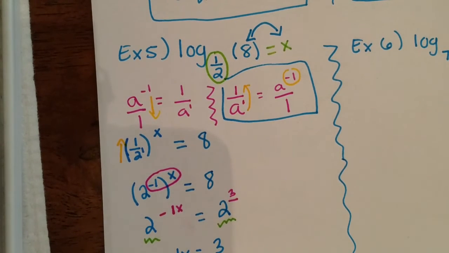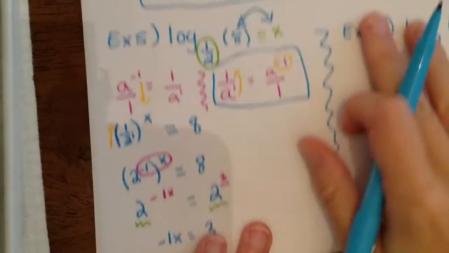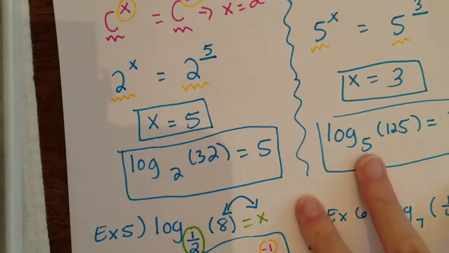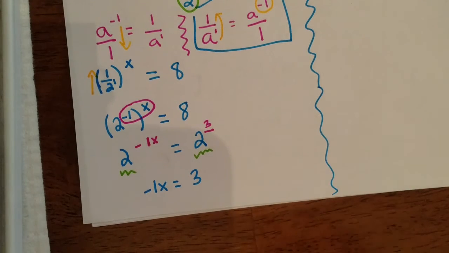Okay, last time we were done at this step. Last time we already had an x by itself. If you look up here, x was already by itself. But this time x isn't by itself. So guess what? We got to solve for x, and then we'll be done.